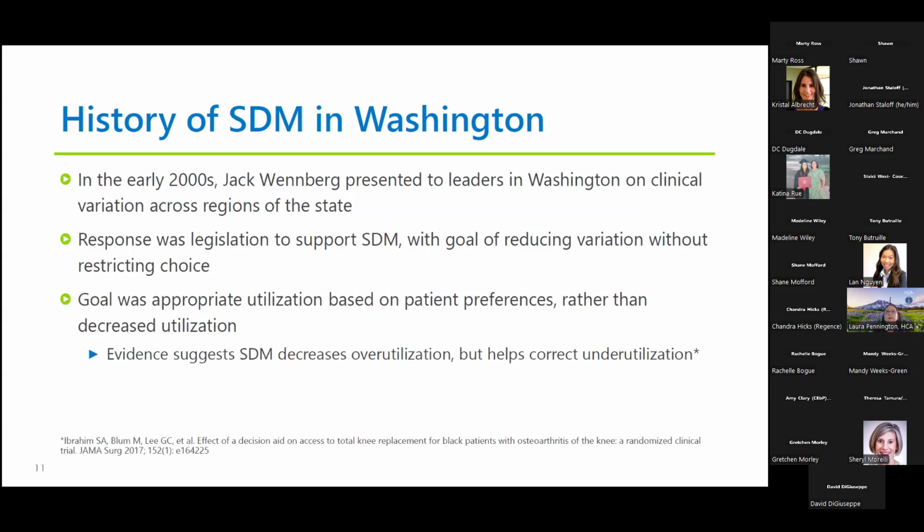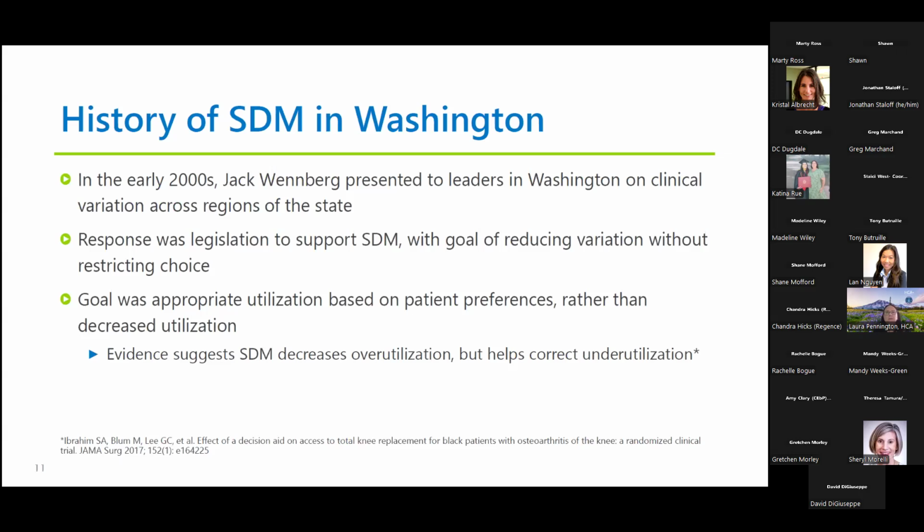the Yakima Valley region. The response to that data that was presented was that legislation was enacted to support the use of evidence-based practices to try to reduce variation in care while at the same time not restricting choice, as well as looking at appropriate utilization based on patient preferences rather than decreasing it.